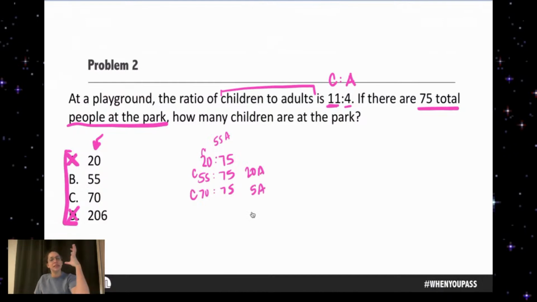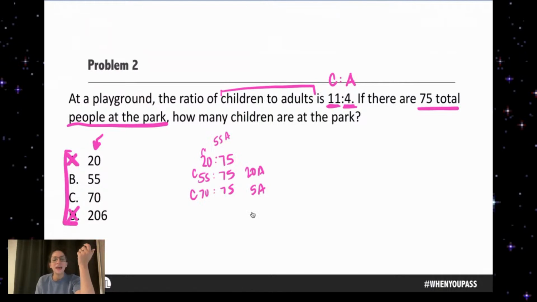So with that mentality, I can cross off A because I know I need to have more children than adults because of the ratio that they've provided me. So I'm down to a 50-50 shot. And if it was up to me and I was doing a 50-50 shot, I would probably pick B.